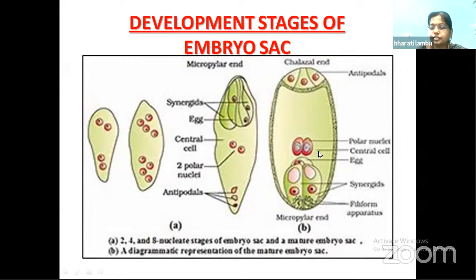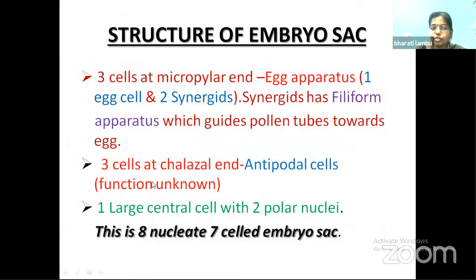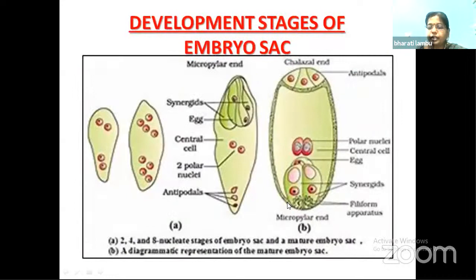Next is the central cell. If you see the central cell, it is large, present in the center, enclosing two nuclei. These two nuclei are called polar nuclei. So in the center, there is a large central cell with two polar nuclei. So what is the function of these polar nuclei?